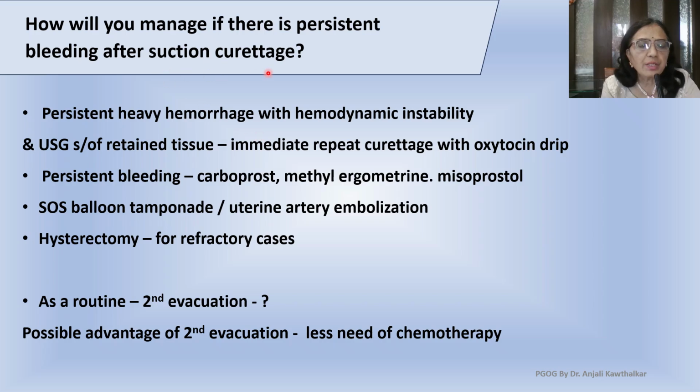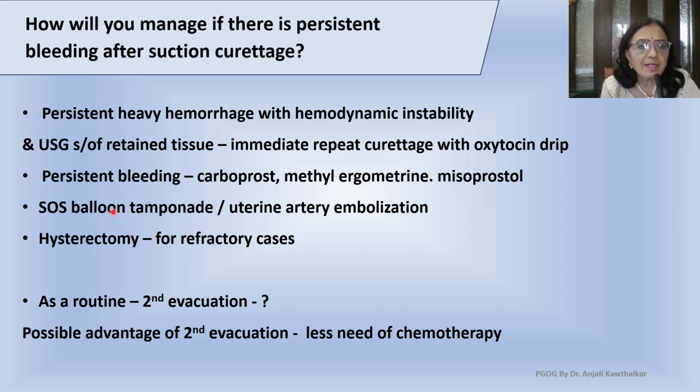What will you do if there is persistence of bleeding, or a severe intraoperative hemorrhage when you are doing a suction curettage, or after suction curettage the patient starts bleeding profusely? If there is persistent heavy hemorrhage with hemodynamic instability and ultrasonography suggests there is still retained tissue, it will be an indication to do immediate repeat curettage with a running oxytocin drip. For persistent bleeding, we can also use other oxytocics such as carboprost, that is the 15-methyl analog of prostaglandin F2 alpha, methylergometrine, or misoprostol.